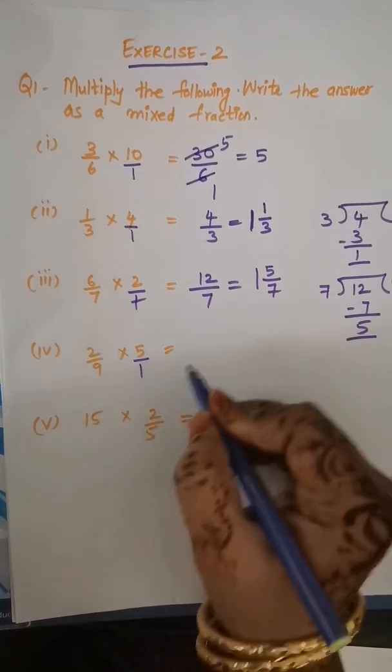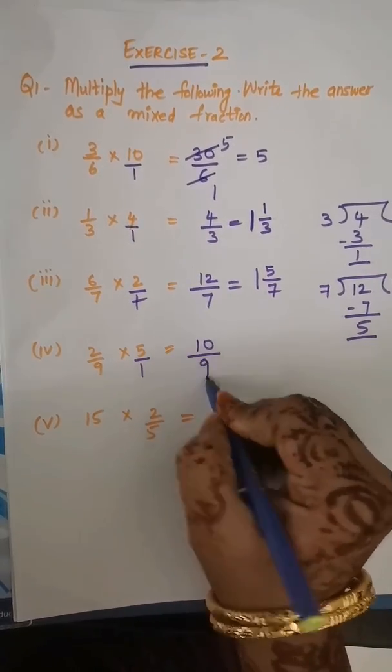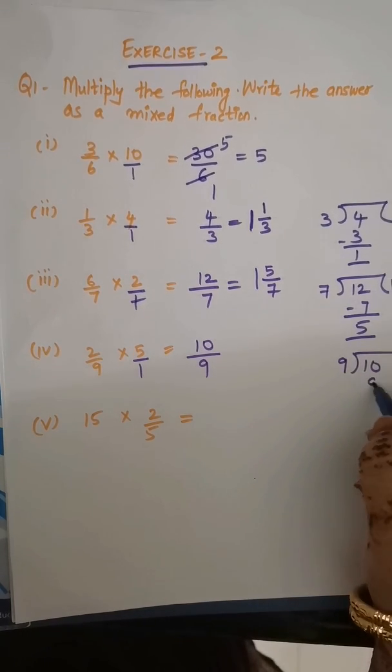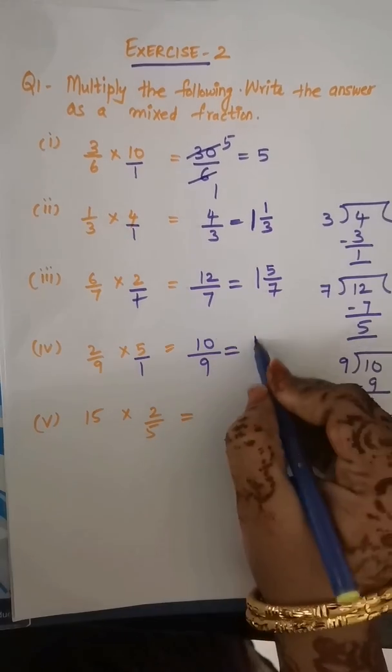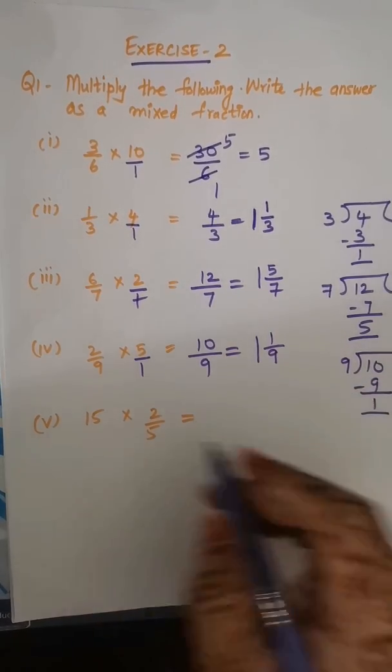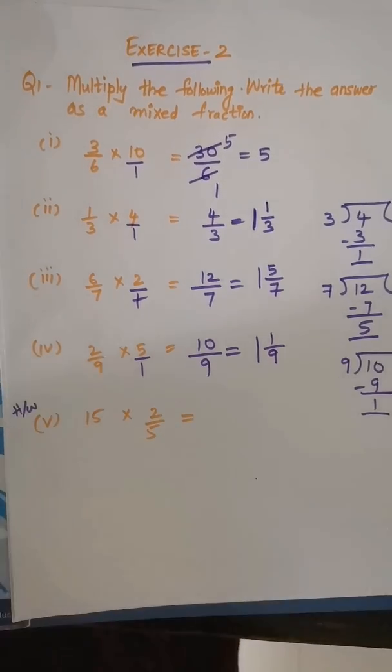Next, nothing is here means 1, 2 5s are 10, 9 1s are 9. In the rough column, 10 inside, 9 outside, 9 1s are 9, 1 remains. So 1 by 9 is the answer. One you can try for homework.